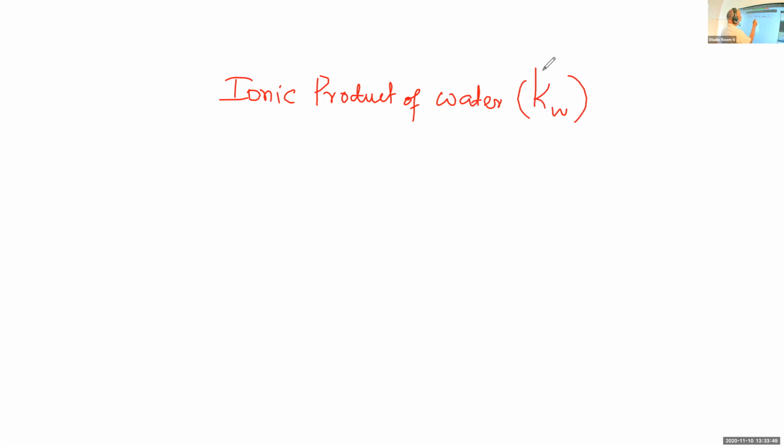Now, let us take another point, the ionic product of water. It is shown by Kw. It's a constant, that is why we use K. W is for water. So, the ionic product of water is a constant for water.